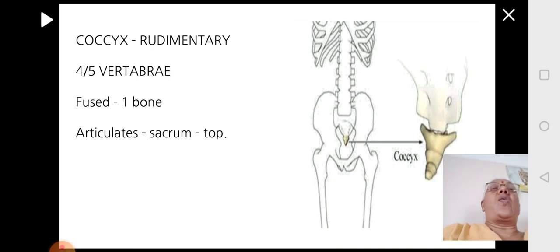Now coming to the coccyx. Coccyx is rudimentary. You cannot differentiate body, transverse process, vertebral arch or spinous process. All of them are greatly reduced and it doesn't serve any function. Actually, it's a vestigial organ because human beings don't have a tail. The sacrum simply ends in the coccyx, formed by the fusion of 4 or 5 vertebrae. All of them are fused to form one single vertebra called the coccyx, and this coccyx will articulate with the sacrum on the top.